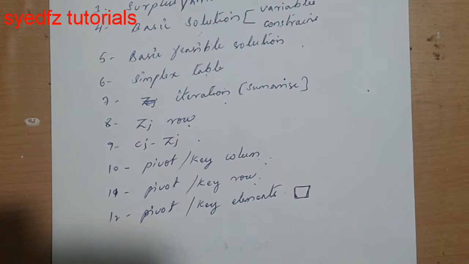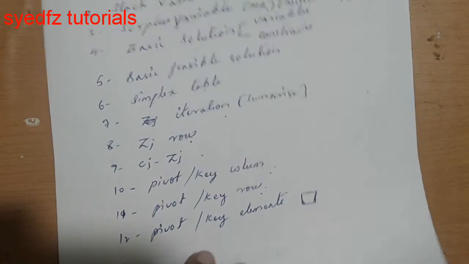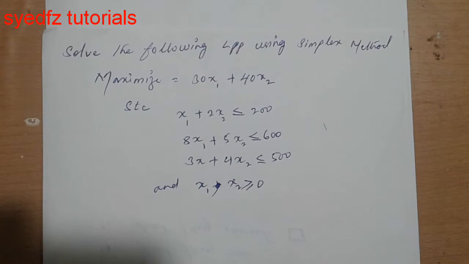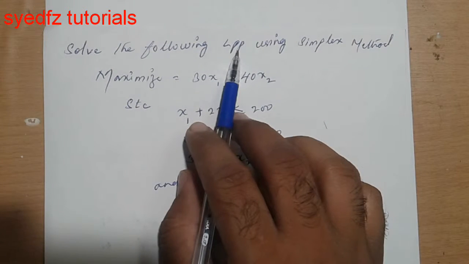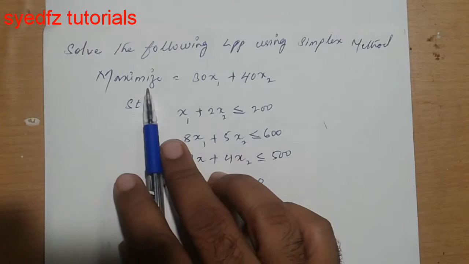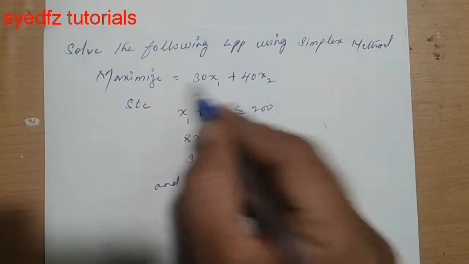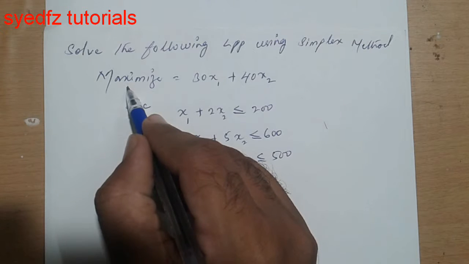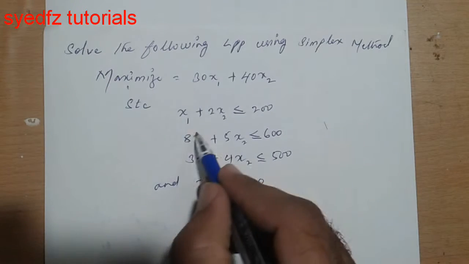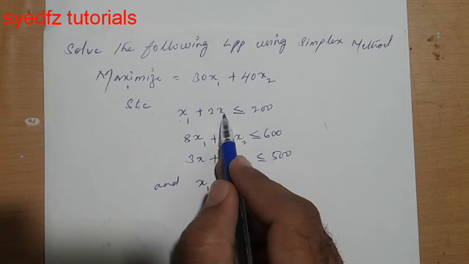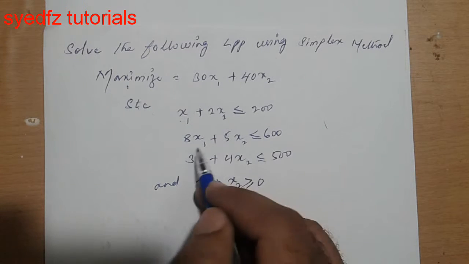First, we require a question. Let's see the question given here. Solve the following LPP, linear programming problem, using the simplex method. Maximize, which is known as the objective function. The objective is to maximize the profit. Since it says maximize, it is definitely a profit problem. This is subject to constraints, where x1, x2 are the extreme points.